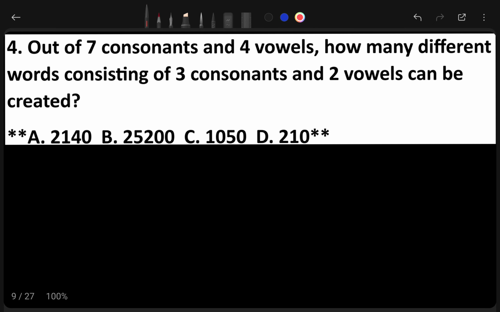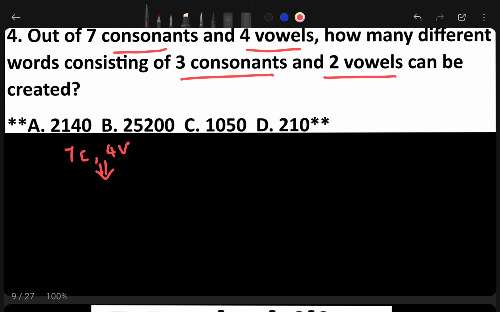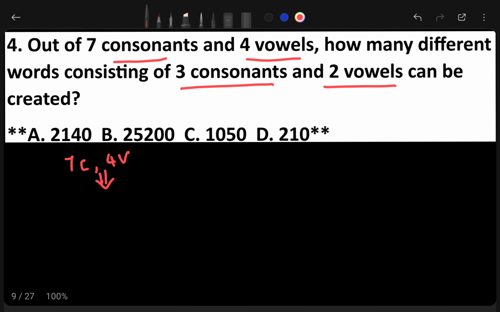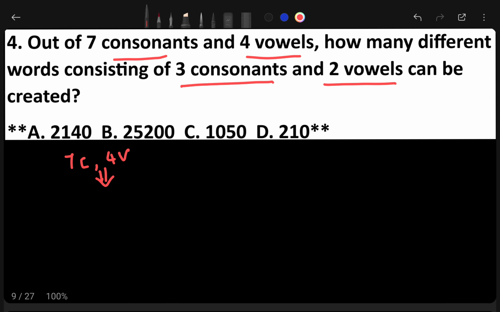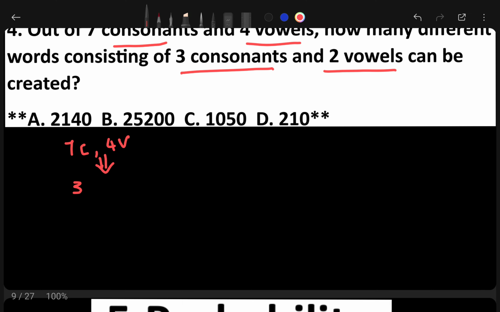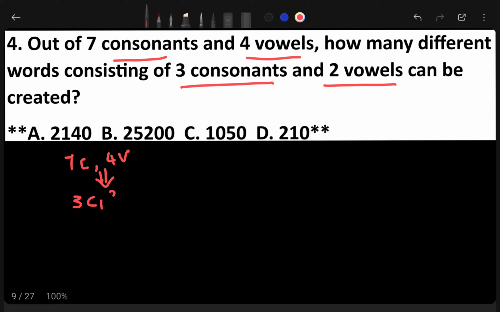Out of 7 consonants and 4 vowels, how many different words consisting of 3 consonants and 2 vowels can be created? Okay, is it a simple problem? See, 7 consonants are there, 4 vowels are there. From this, I have to create words with three consonants and 2 vowels. Oh, this is a tricky problem.